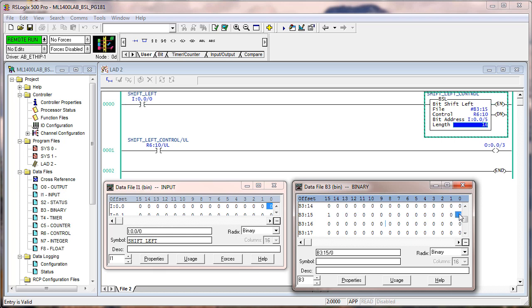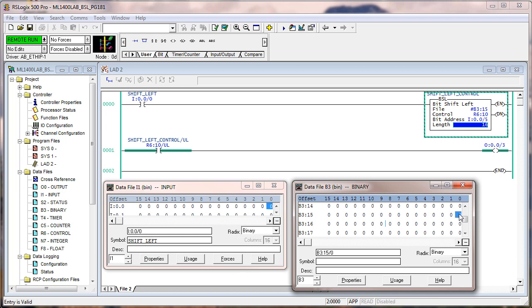14, 15. Watch closely. The length is 16. If this holds true to form, if I toggle it one more time, also watch bit 0 of B316. That would be the next memory bit. The unload comes on, but B316 does not. You don't see bit 0 of B316 going on.